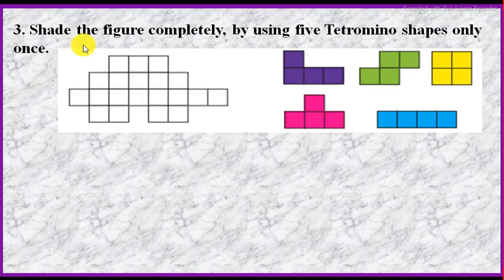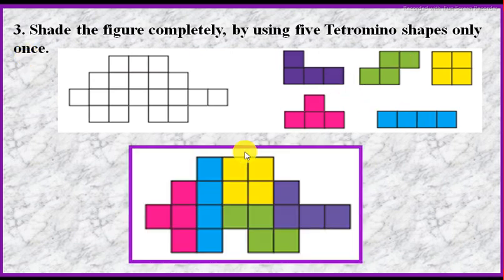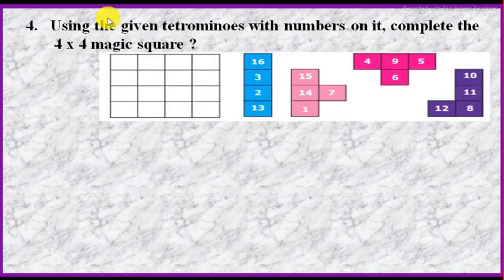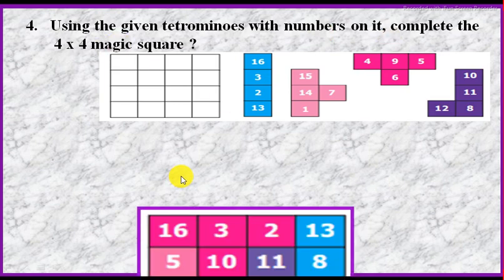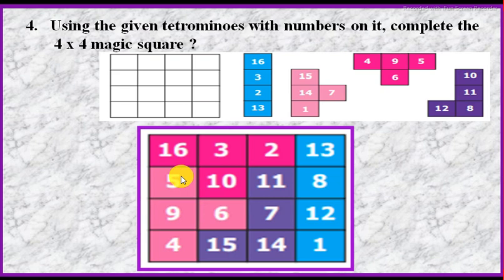Okay, now we are going to go to the third one. Shade the figure completely using 5 tetramino shapes only once. So only once you have to use the 5 tetraminos, and the answer is here. Using the given tetramino numbers on it, complete the 4 into 4 magic square. Again another magic square for you, and the answer is here.